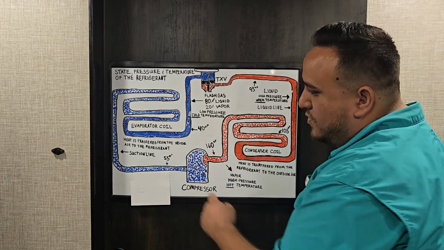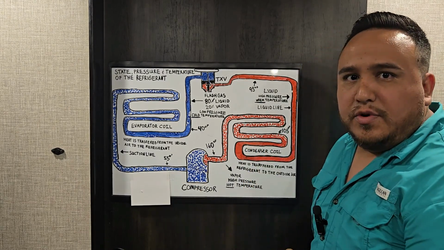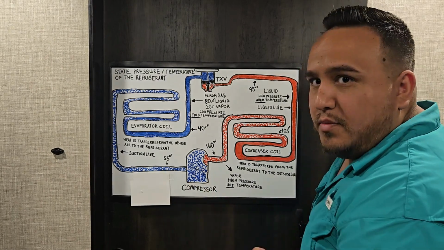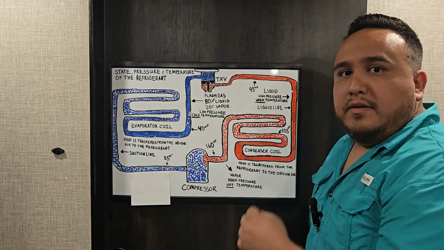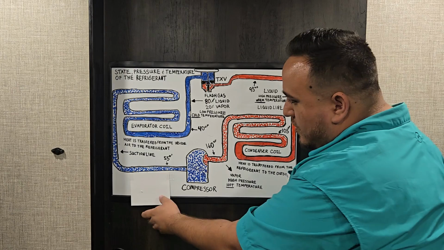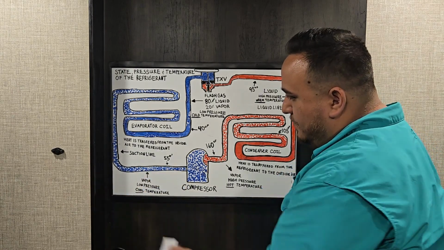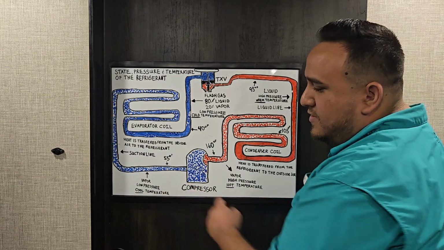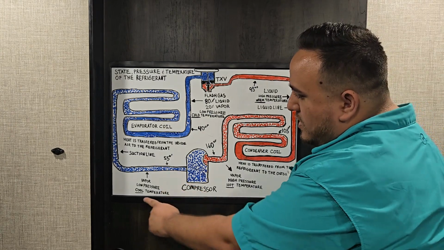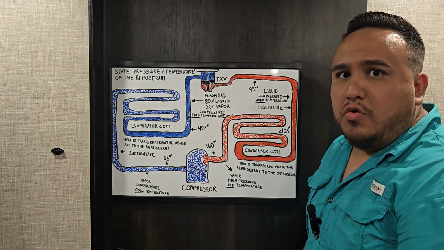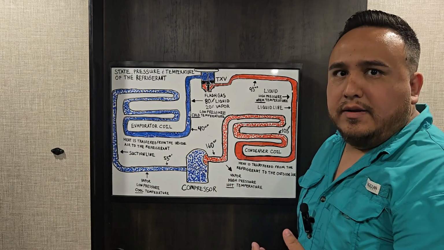Now, the last thing for us to reveal is the state of my refrigerant coming back into my compressor. Not only the state, but the pressure and the temperature. Let's go ahead and reveal the last one right here. As we remove this, you can see the refrigerant is in a state of vapor. Pressure remains low, but look, it's a little bit cool. It's not as cold because it absorbed a little bit of heat, but it's cool, right?